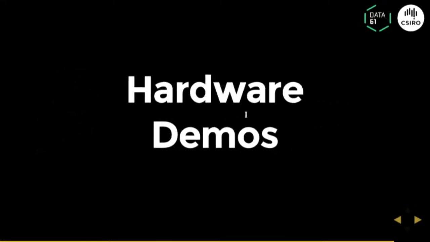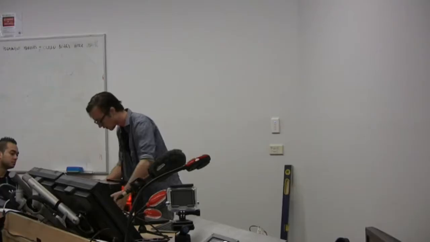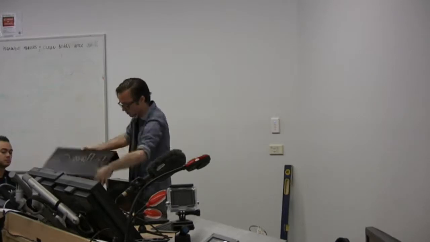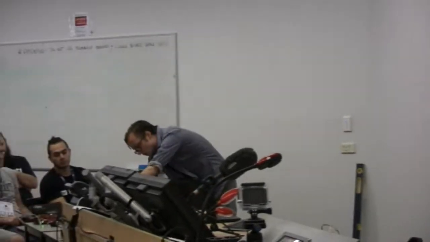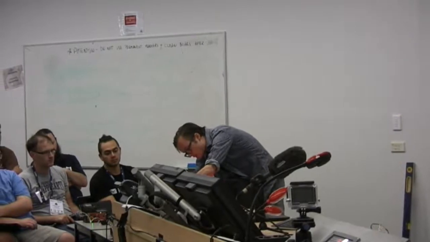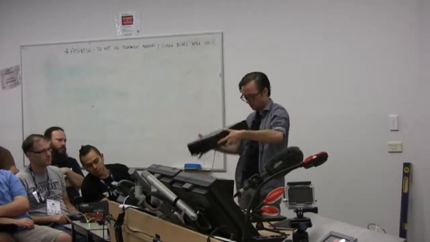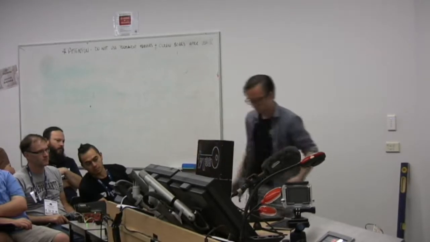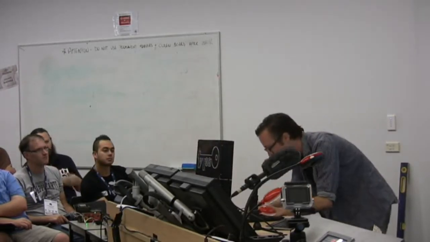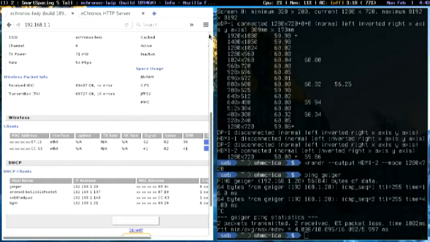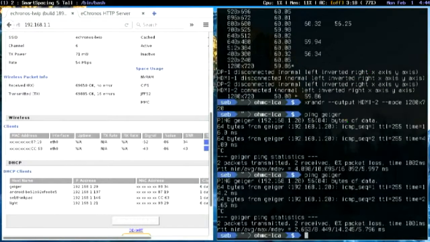Now I'm going to go on to these demos. The hardware itself is not extremely interesting, but both of these demos are running eChronos and lwIP. I'm going to put this one upside down. There you go. I haven't even turned the Geiger counter on. What am I doing? How am I going for time? I'm just going to make sure they're actually still connected.